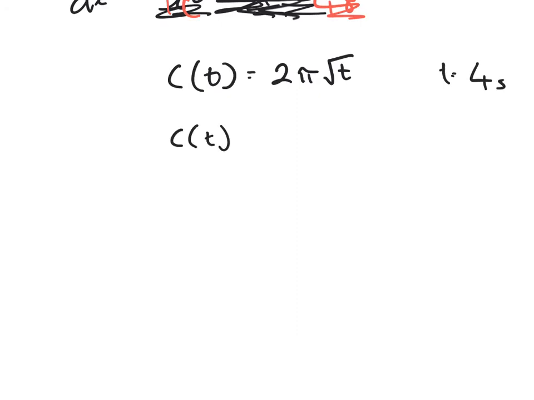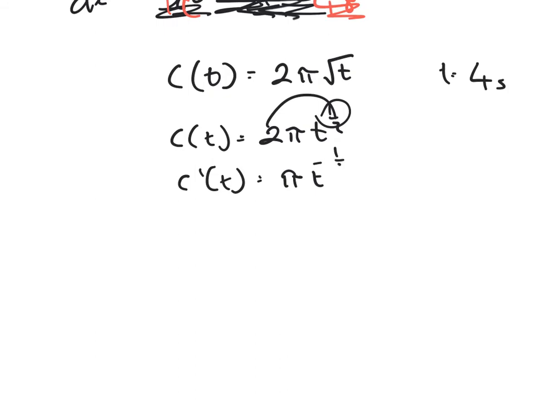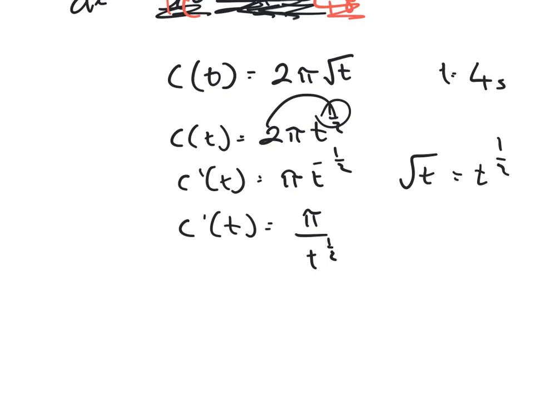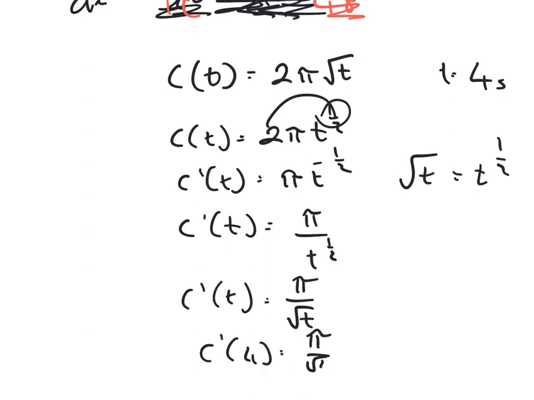So let's first of all prepare to differentiate. That will be 2 pi t to the half. Okay, so differentiate. A half times 2 is going to be 1, so it's going to be pi t to the minus 1/2. Let's tidy that up so we can substitute in. That will be pi over t to the positive 1/2. Remember that the square root of t is t to the half. So that can now be written as pi over root t, and then I'm going to sub in t equals 4, and that's pi over root 4, which is pi over 2.